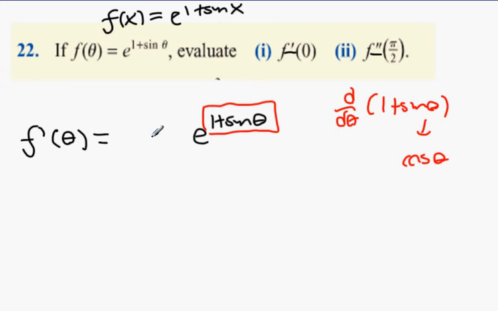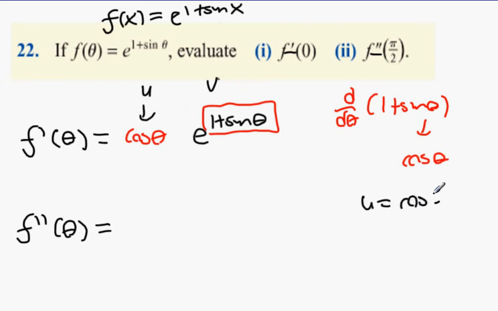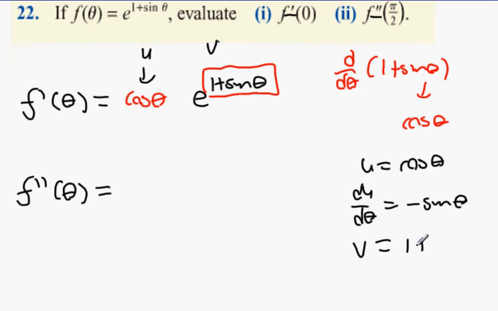Now you're at the second stage, which is the second derivative with respect to theta. What type of rule am I looking at here, guys? And why is it a product rule? Two things multiplied by each other. So u equals cos theta. What's du/dtheta then? Minus sine theta. What's v? e to the 1 plus sine theta. What's dv/dtheta? Is it minus cos theta? Oh, sorry, you're right. Sorry guys, it is e to the 1 plus sine theta.